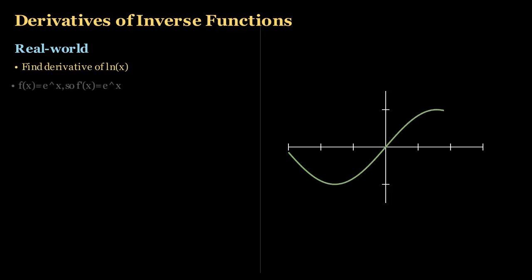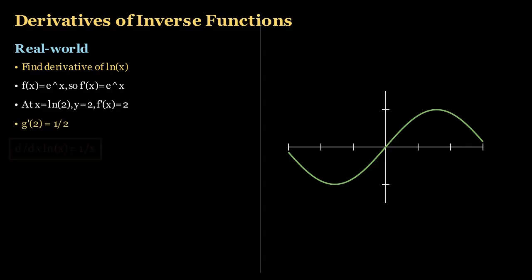By our reciprocal rule, g' of 2 is 1 over f' of x, so 1 over 2. In general, for any y, g' of y is 1 over e to the ln y, which is 1 over y. So the derivative of ln x is 1 over x. That is the power of the inverse function rule.